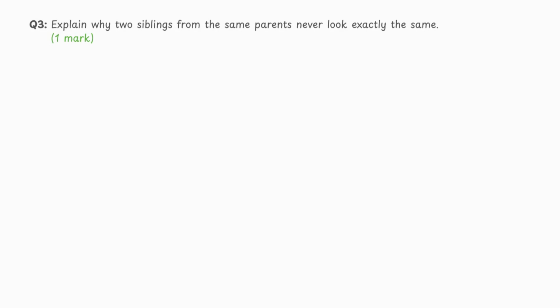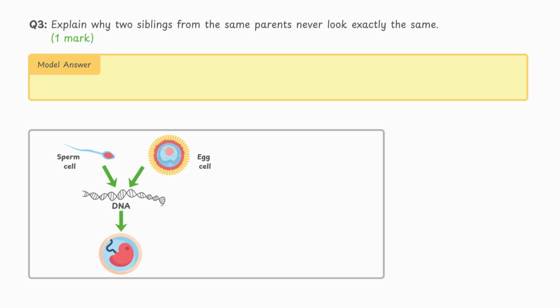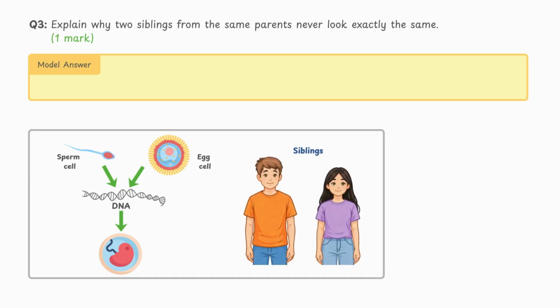For the last question, two siblings come from the same parents, but they never look exactly the same. Why? During sexual reproduction, DNA from two parents is combined. The sperm and egg each carry different genetic information. Also, meiosis creates new combinations of alleles. This means each gamete is genetically different. So when fertilization happens, each child gets a unique mix of genes. Like shuffling a deck of cards, the outcome is always different.